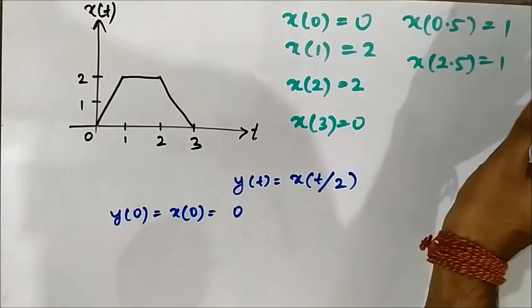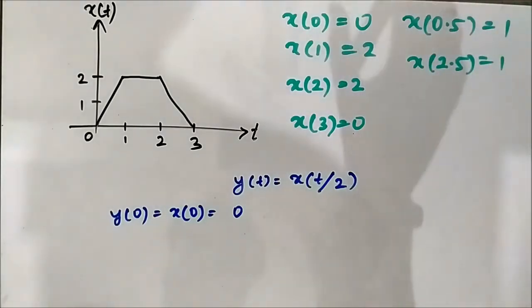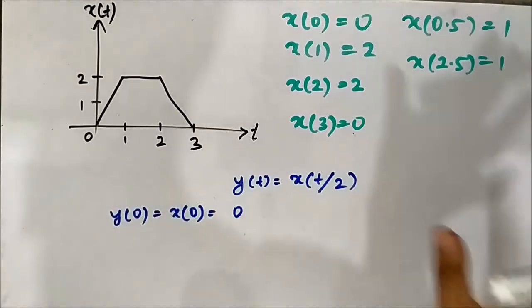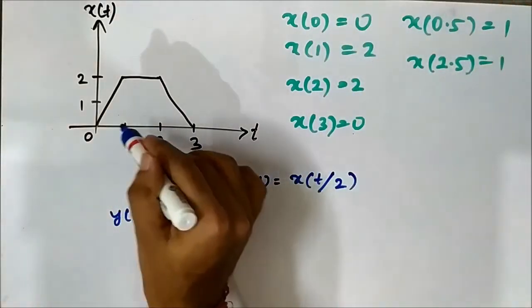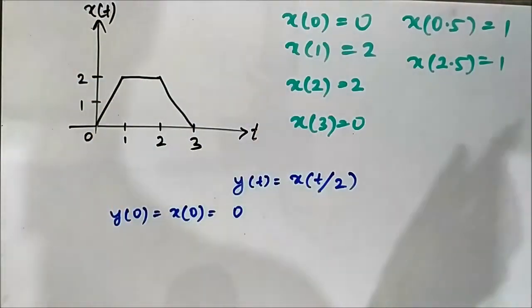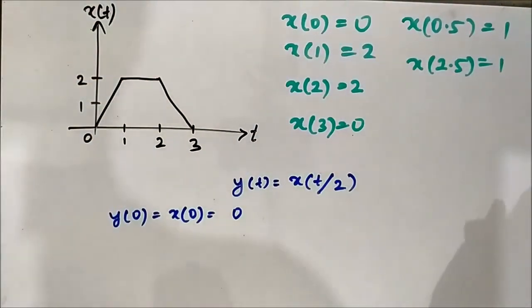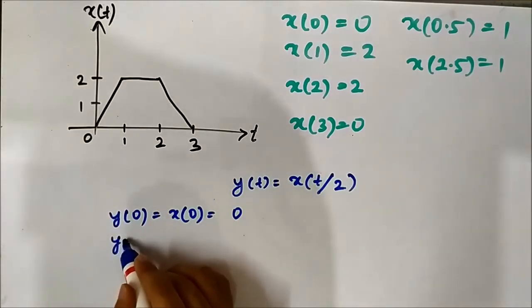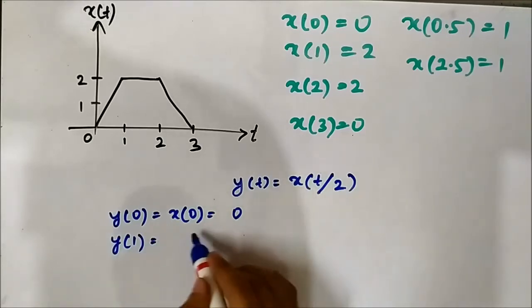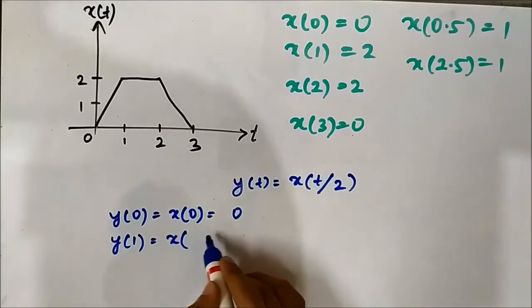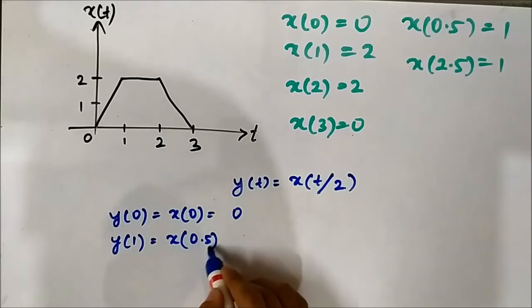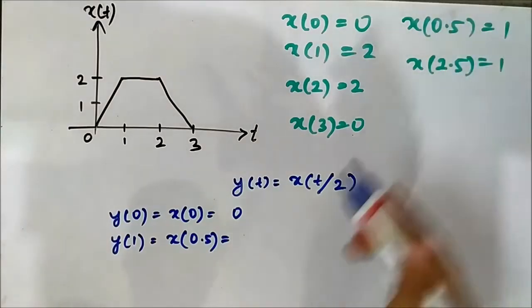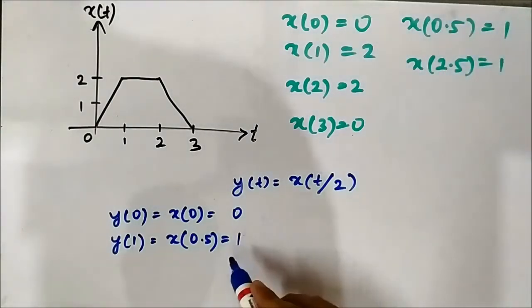So these points are very important to consider. If you are getting started with this subject, I recommend that while doing any signal operation, please write the values of the amplitude at different time instants for the reference signal. It will help you. So y0 is this, then y1 is x(t/2), so it will be x(1/2), which is x0.5, and x0.5 is equal to 1.